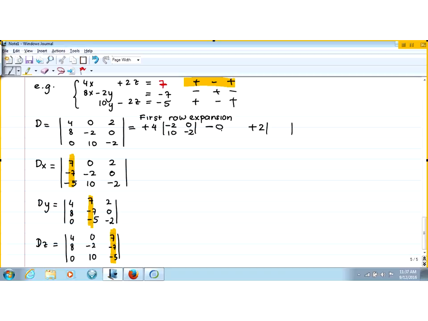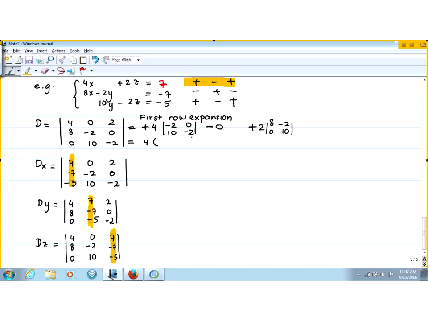Yes? Now, do I need the minor for 0? No. If I multiply with the minor, it will be 0 anyway. So I'm going to skip this. Let's do the 2. So which one do I cross out? The first row, third column. So if I cross out the first row, third column, then I'm left with 8, 0, negative 2, 10. All right. Yes, do you guys know how I got the numbers? Clear?